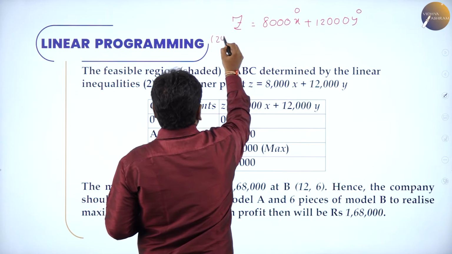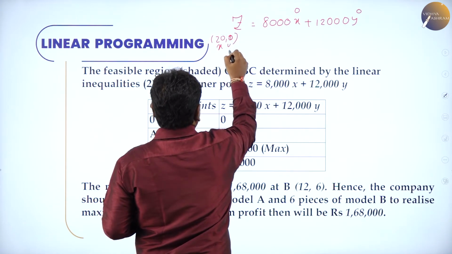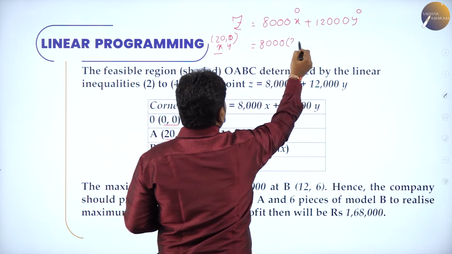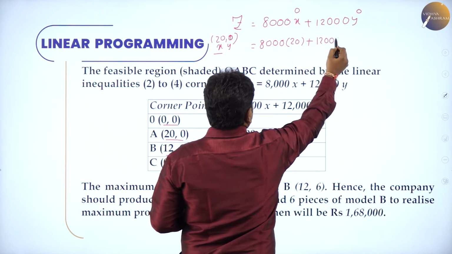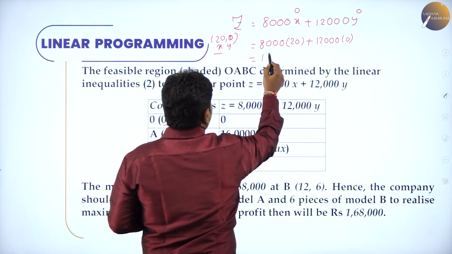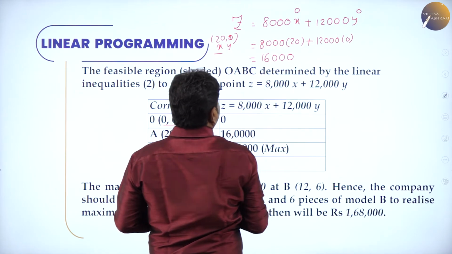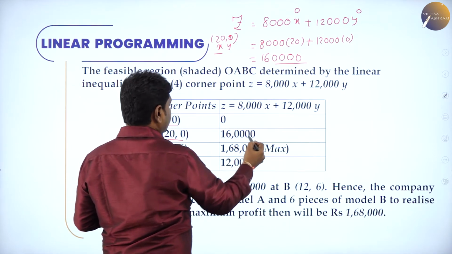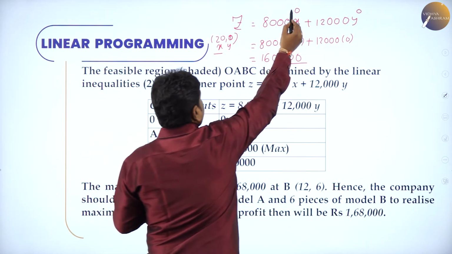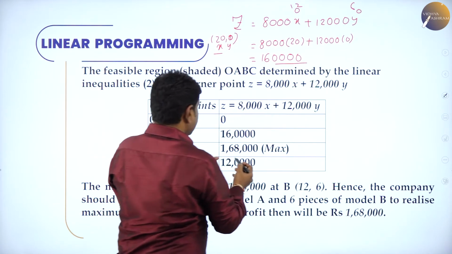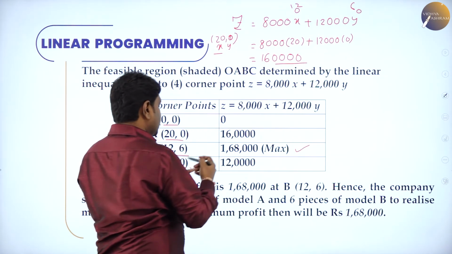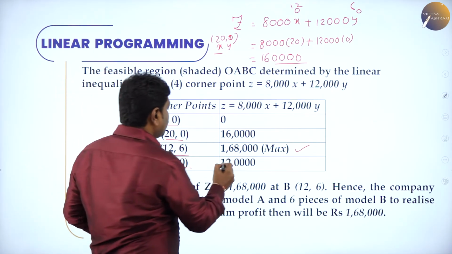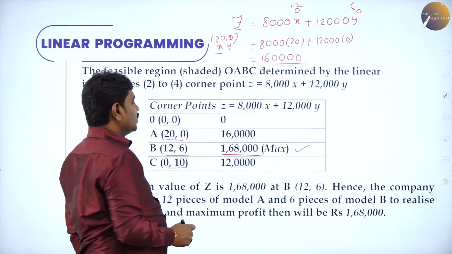Second, 20 comma 0. In the place of x put 20, in the place of y put 0. It will become 8,000 into 20 plus 12,000 into 0, so this will become 1,60,000. Similarly, put 12, 6: in the place of x put 12, in the place of y put 6, and you'll get 1,68,000. 0, 10 you put, you will get 12,000. They want you to maximize. In the table, 1,68,000 is the highest value out of all the entries.